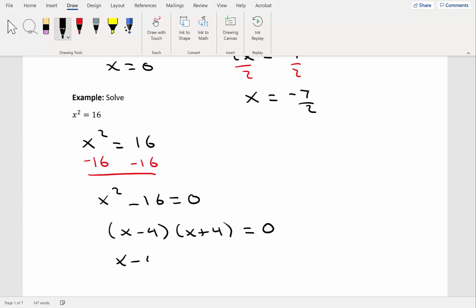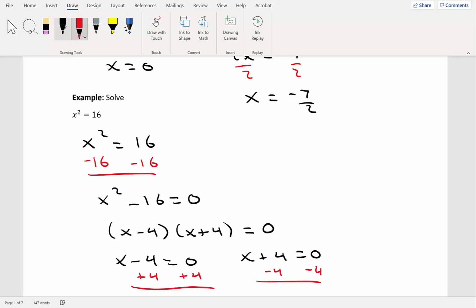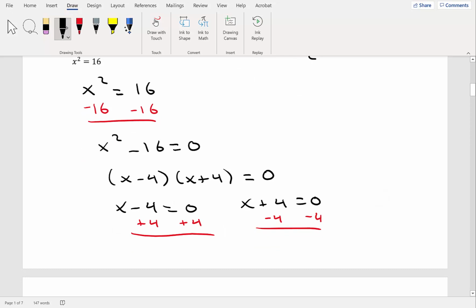Now go ahead and set each factor equal to 0. So I have x minus 4 is equal to 0, x plus 4 is equal to 0, and then solve each equation. So first one, add 4 to both sides. Second one, subtract 4 from both sides. I get x is equal to positive 4 and x is equal to negative 4.